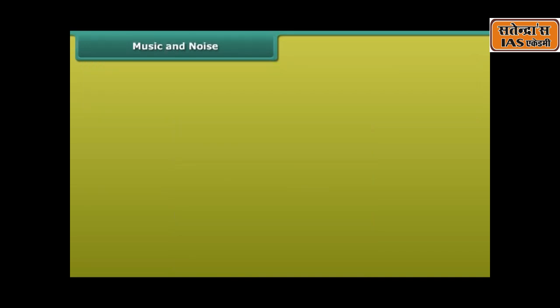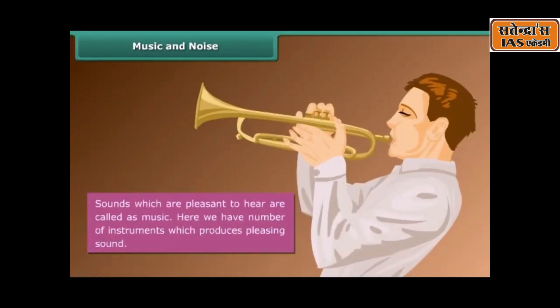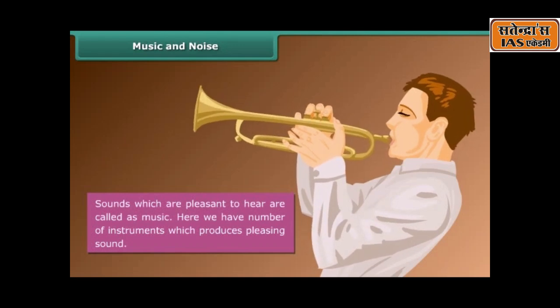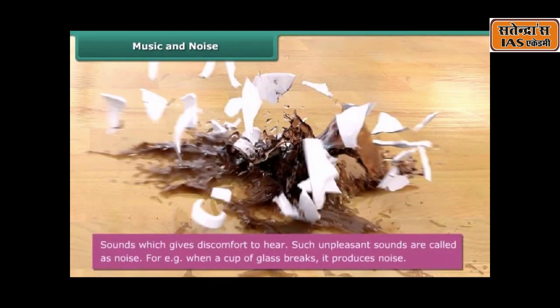Music and noise. Sounds which are pleasant to hear are called music. Here we have a number of instruments which produce pleasing sound. Noise. Sounds which give discomfort to hear. Such unpleasant sounds are called noise. For example, when a cup of glass breaks, it produces noise.